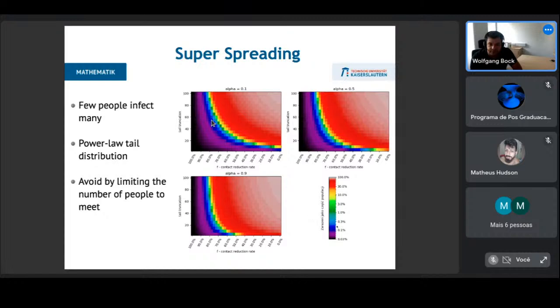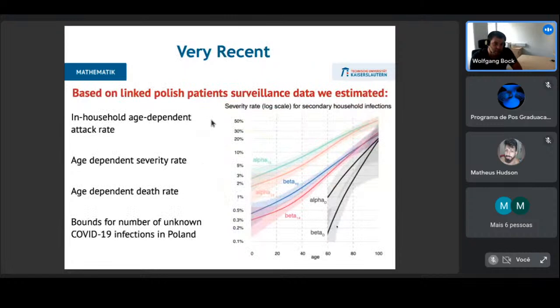Okay, so very recently we used this Polish patient data to estimate the in-household age-dependent attack rate. That means we can say how, in a household, the disease is progressing age-dependently, and also the case severity rate. That means if you are infected with COVID, how severe it will be, also the death rate, of course. And what more we did is a dark figure estimate, but the dark figure estimate was very rough, and probably has very wide confidence intervals.